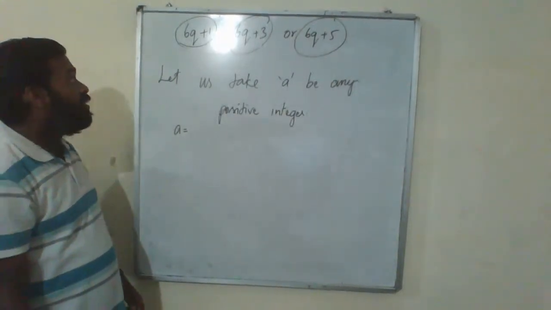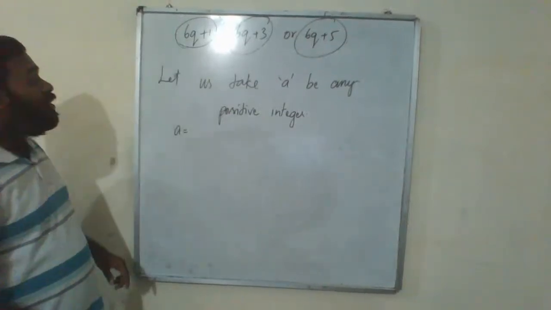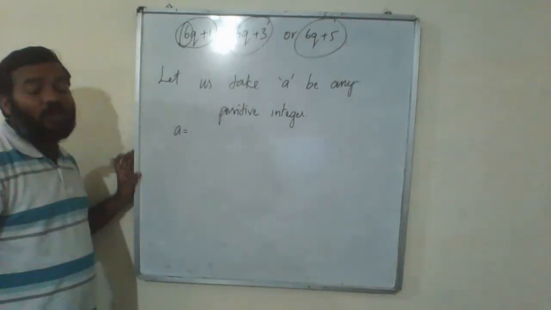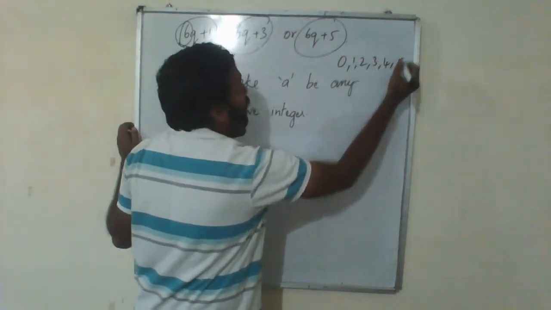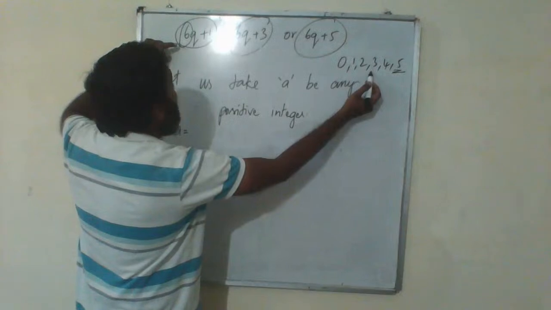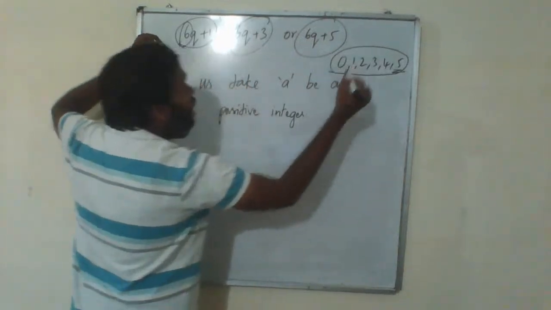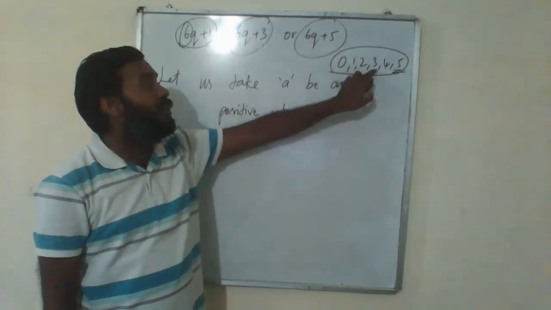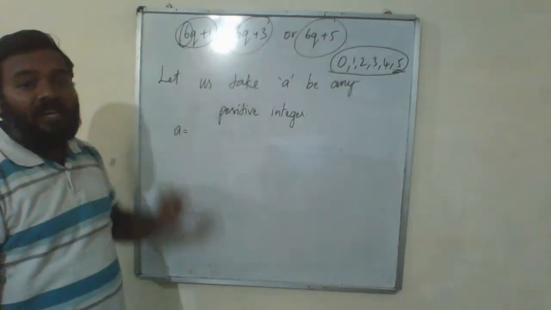In the first class we have discussed, if there is any divisor, then the remainder should be less than this divisor and greater than or equal to 0. That is 0, 1, 2, 3, 4, 5. That is, 5 is less than 6, 4 is less than 6, 3, 2, 1 and 0 are less than 6. The remainder should be less than the divisor and greater than or equal to 0. So 0, 1, 2, 3, 4, 5 are our possible remainders when we are considering 6 as the divisor.